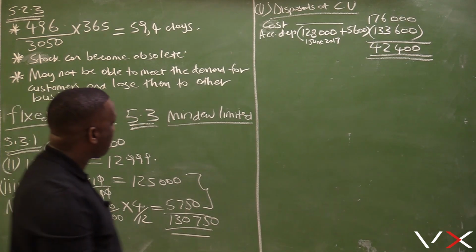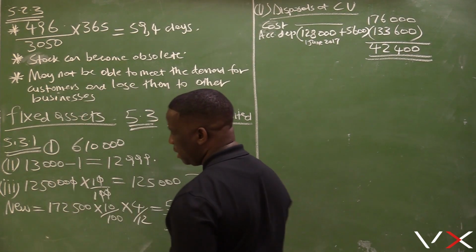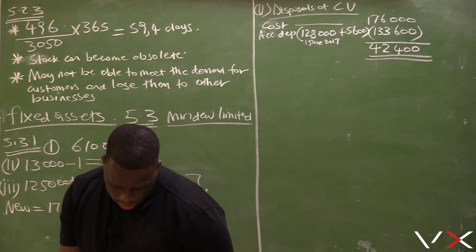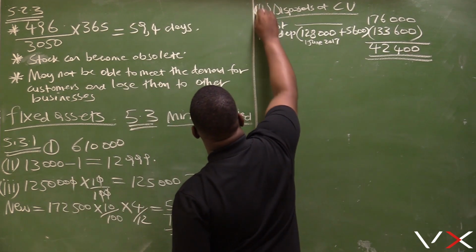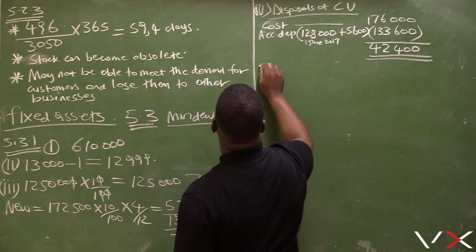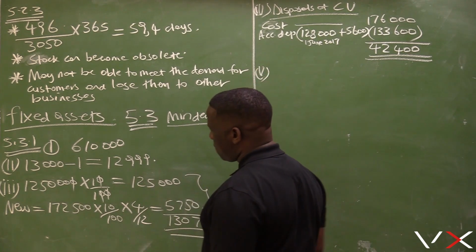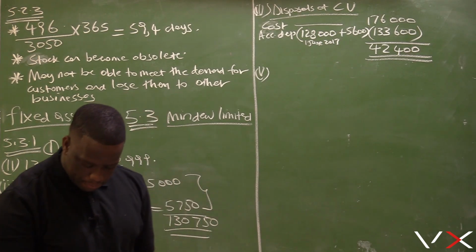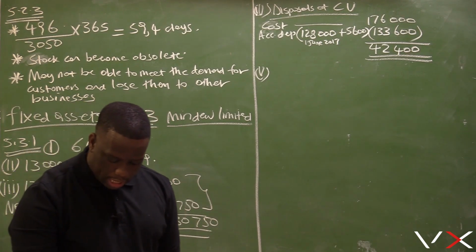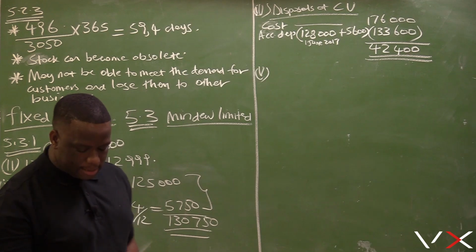The last one is Roman figure 5. This was Roman figure 4. And then the last one is Roman figure 5. In Roman figure 5, we need to calculate the accumulated depreciation at the end.